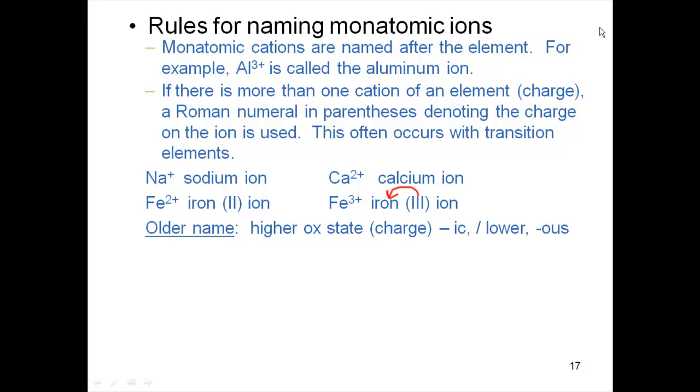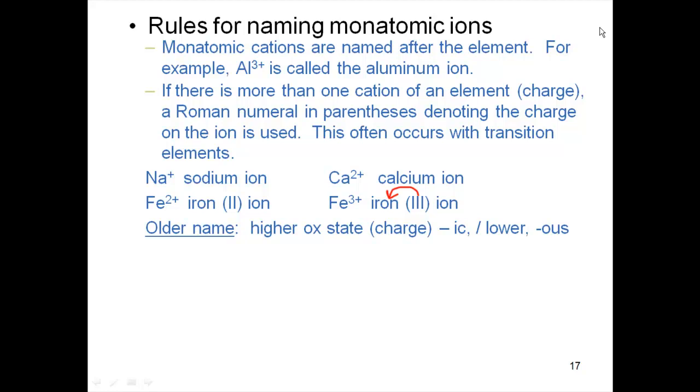Now, there's an older name that we tend to use instead of Roman numerals. We use the ending to change to tell us the higher or lower oxidation state. So it's something you got to be familiar with. The higher oxidation state name, we usually use the Latin name and we put ic on the end of it. And for the lower oxidation state, we'd use us, with the Latin name.